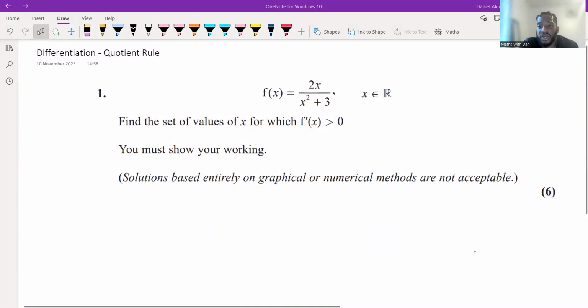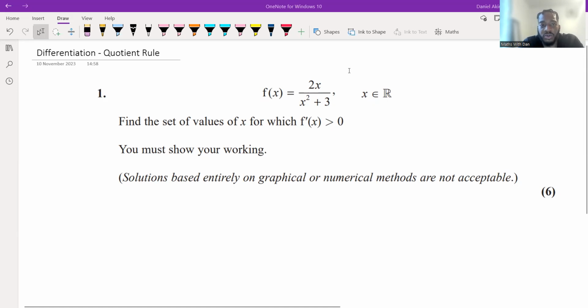Okay, so let's have a look at this question here. It says f of x is equal to 2x over x squared plus 3, where x is an element of the reals. It says find the set of values of x for which f dash of x is greater than 0. You must show your working. Solutions based entirely on graphical or numerical methods are unacceptable.